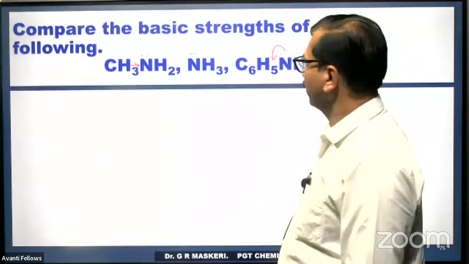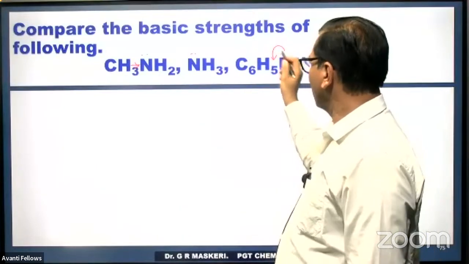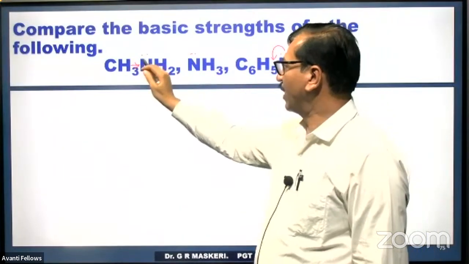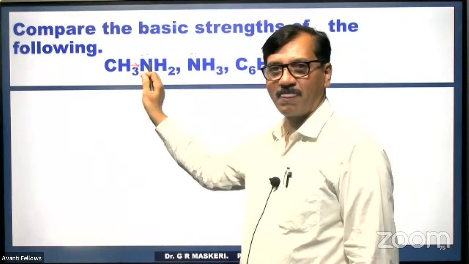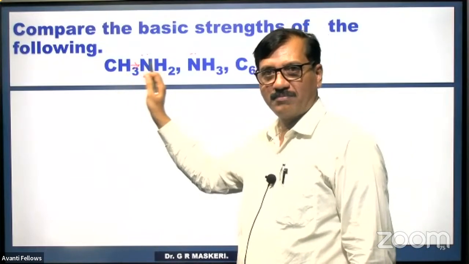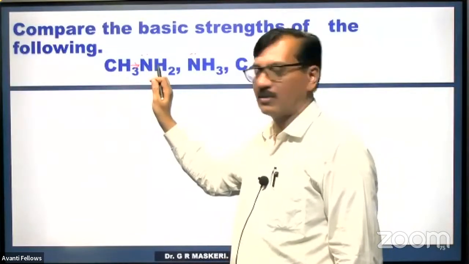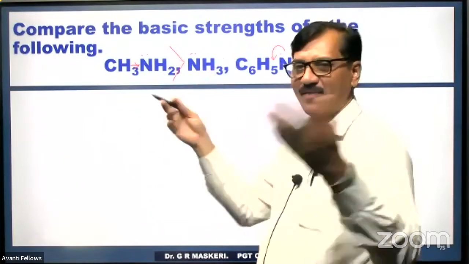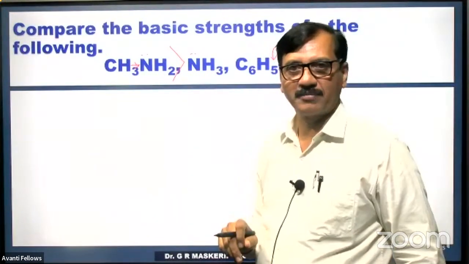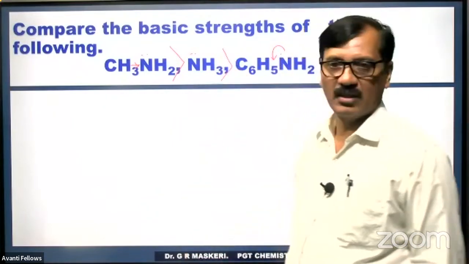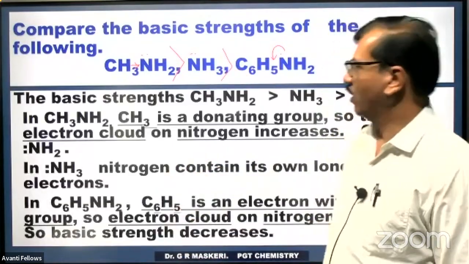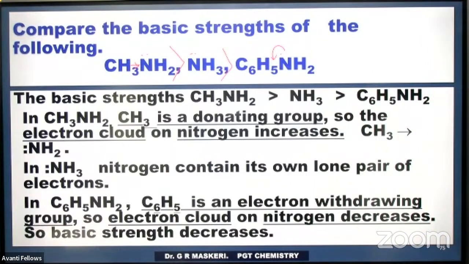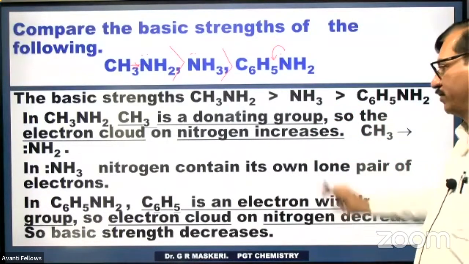If I write like this, the electrons are donated to the benzene ring. The methyl group has a plus I effect and pushes the electron cloud towards nitrogen. So this is more basic than ammonia. Ammonia has neither electron donating nor electron withdrawing groups, right? Therefore, this is the order: the basic strength is CH3NH2 greater than NH3 greater than C6H5NH2. CH3 is an electron donating group. This is the same thing that was told before.